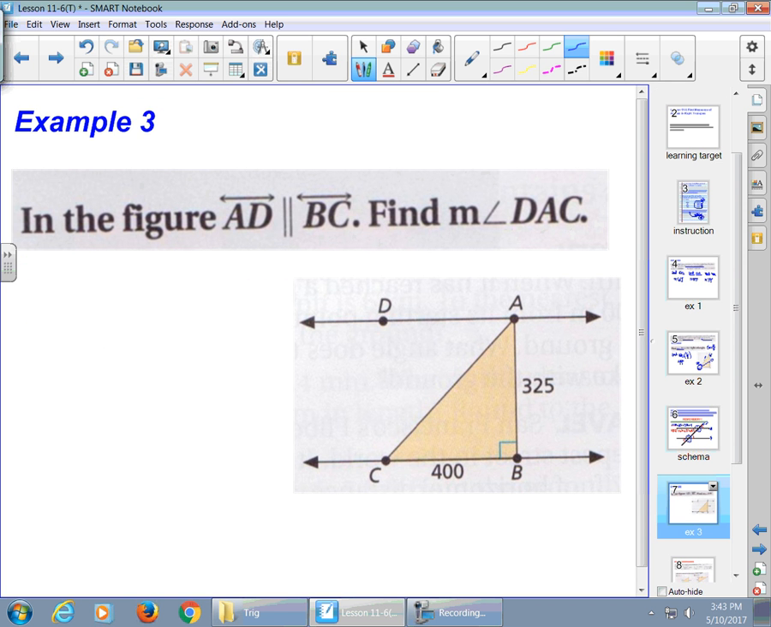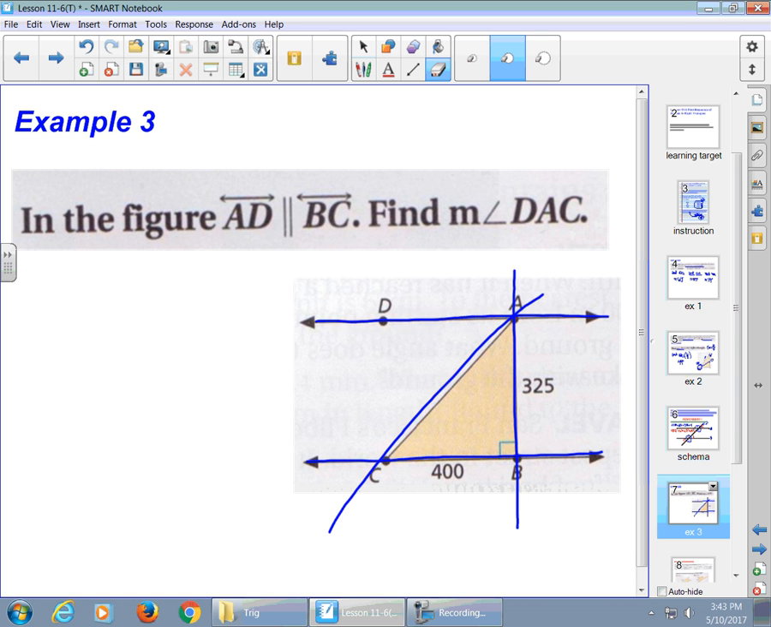Okay, so example 3, it says in the figure AD is parallel to BC. So here's AD, here's BC. Okay, this means two things. First thing is that AC is a transversal. And I know that because it's a line, actually a segment, that's connecting and going through AD and BC. Because of that, that's going to give us those unique properties that we just went over. And also AB is a transversal as well because it's cutting through those two parallel lines. Okay, so let's clean this up a bit and start from the beginning.